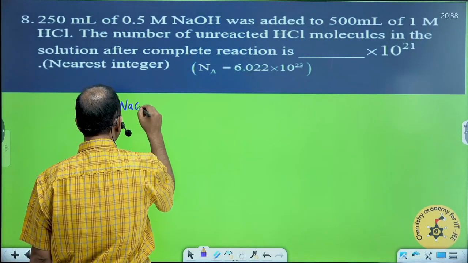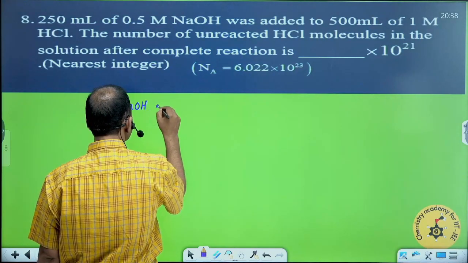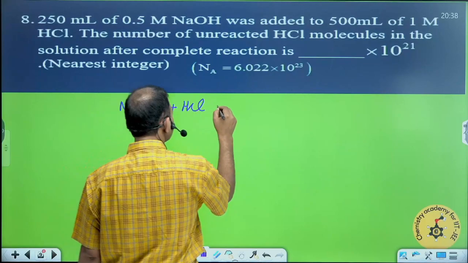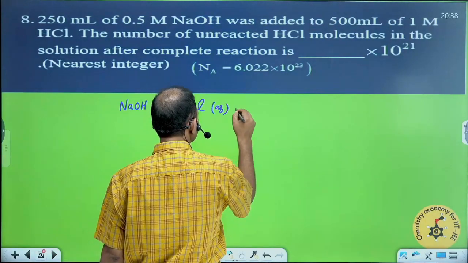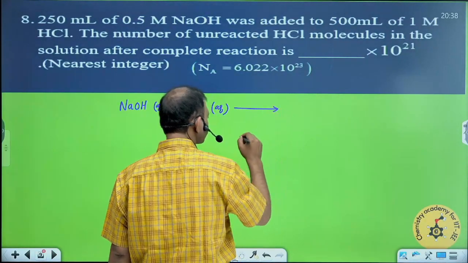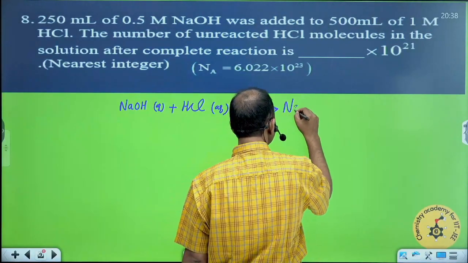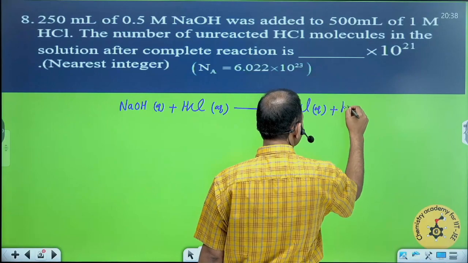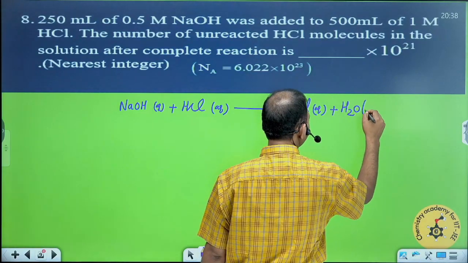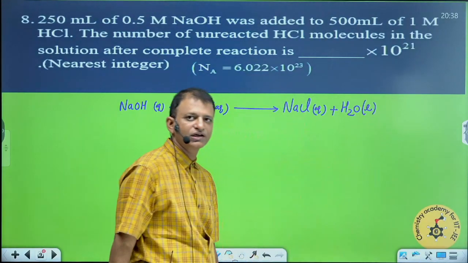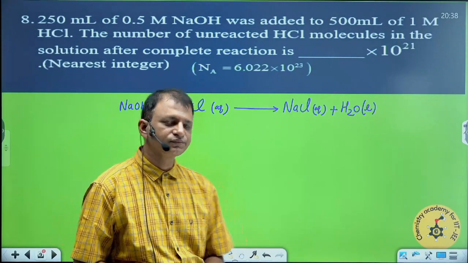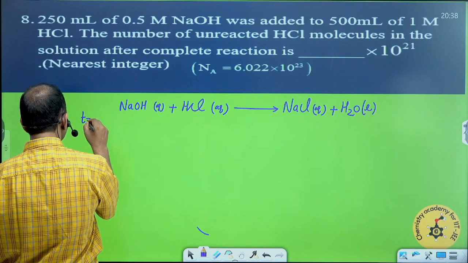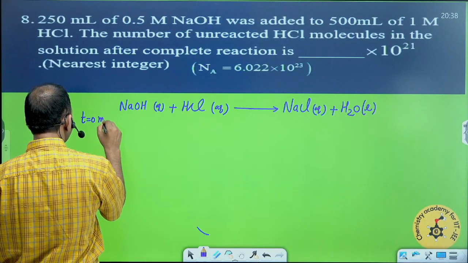So NaOH in aqueous medium is reacting with HCl in aqueous medium to form NaCl in aqueous state plus H2O in liquid state. We know that when acid and base react, salt and water will form. And at time t equal to 0, before mixing, we can write the millimoles of NaOH.